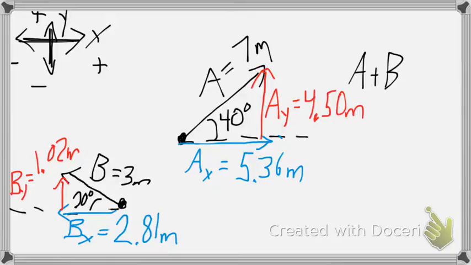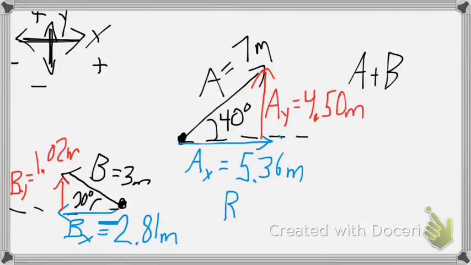So therefore, AY is up and BY is up. I'll treat those as both positive. AX is to the right, I'll treat that as positive, but BX is to the left. So I'm going to declare that that is negative 2.81 meters. Now I just add the individual components.